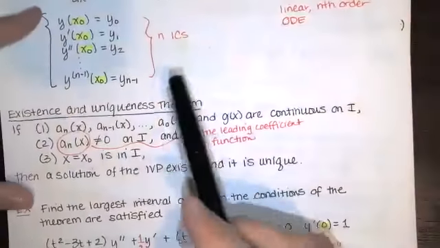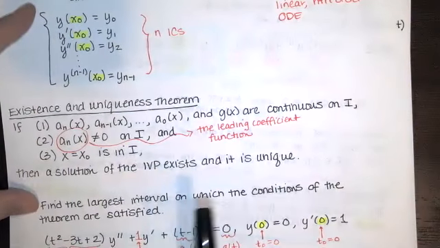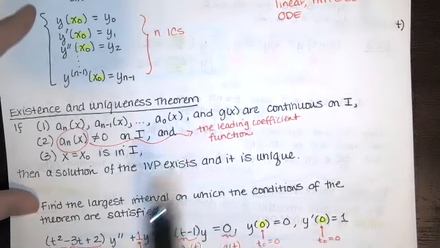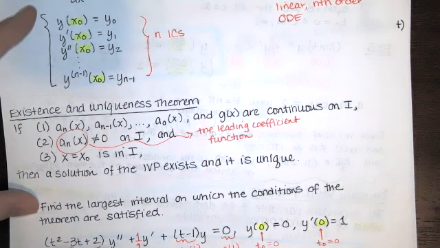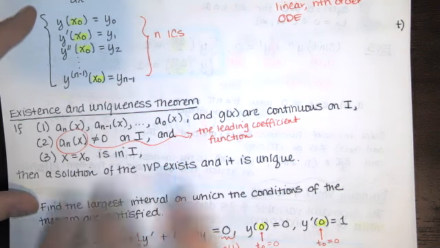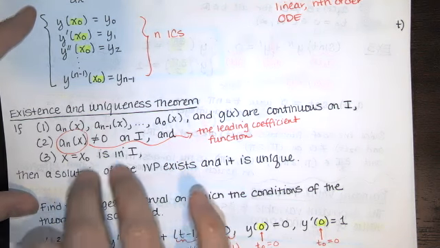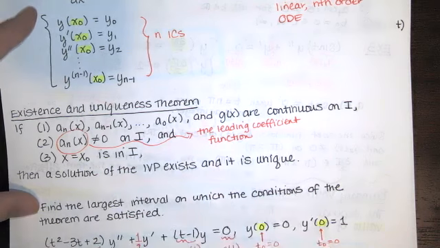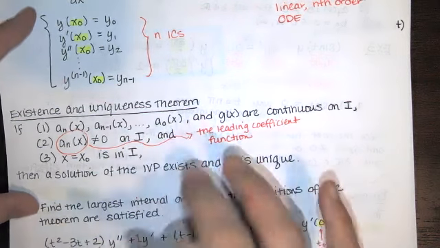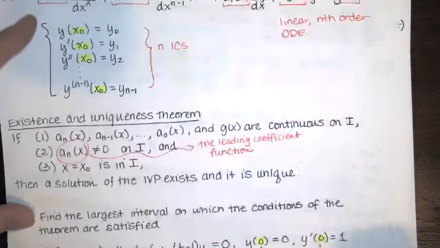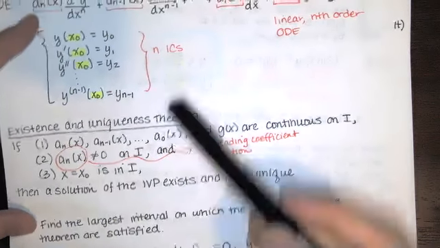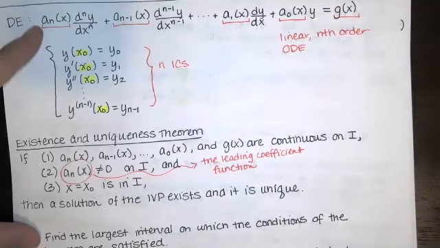With initial value problems, we have this beautiful existence and uniqueness theorem that tells us if the coefficient functions and the function on the right-hand side are continuous, and the leading coefficient is non-zero on an interval, and the value of the independent variable given in the initial conditions is on that interval, you're guaranteed a solution exists and it's unique. You're just going to find it by usually finding the general solution, and then using these initial conditions to find the values of the arbitrary constants.